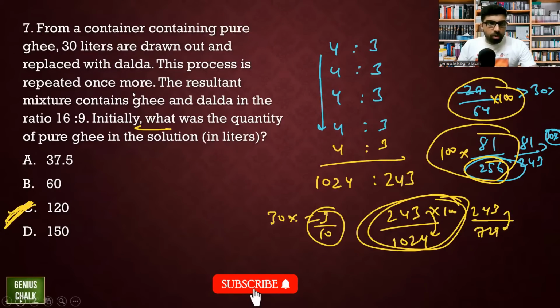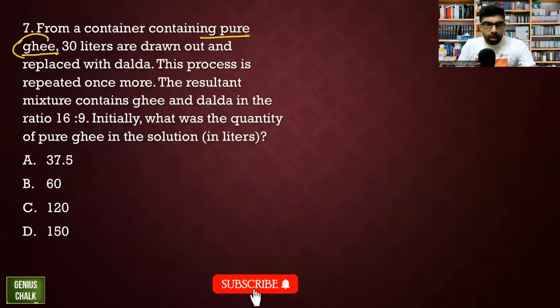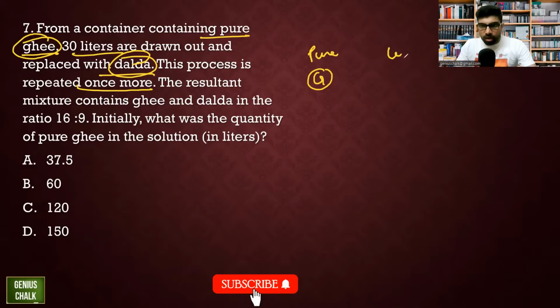Okay, next one. From a container containing pure ghee, 30 liters is drawn out and replaced with dalda, and this is repeated once more, so 2 times. Now what is the pure ghee quantity and what is the quantity of ghee left? That we need to write.